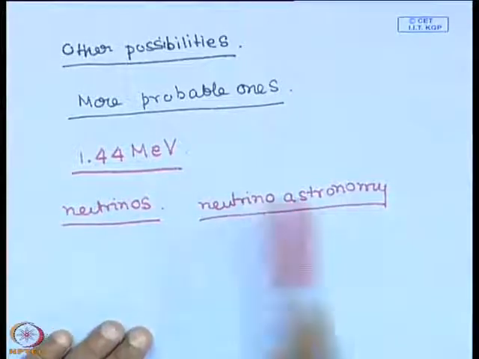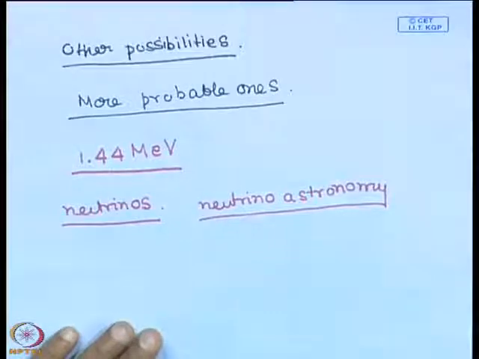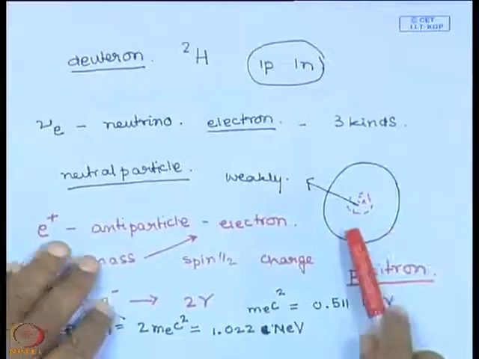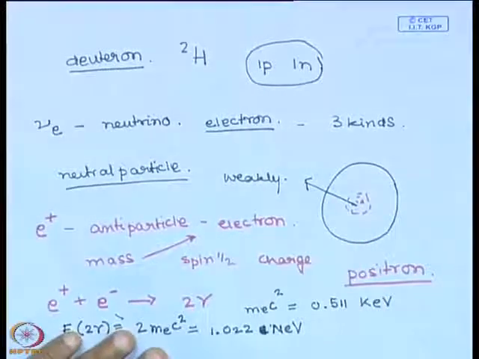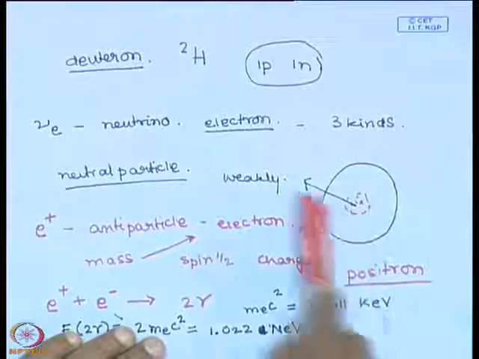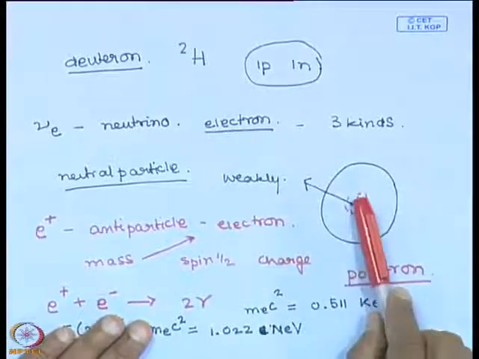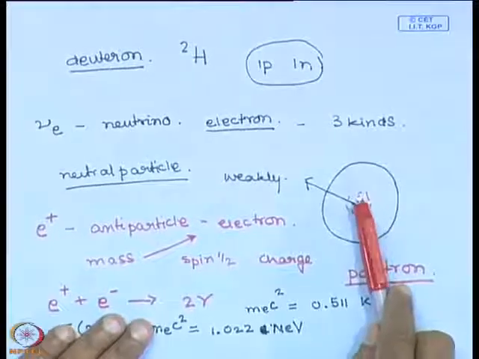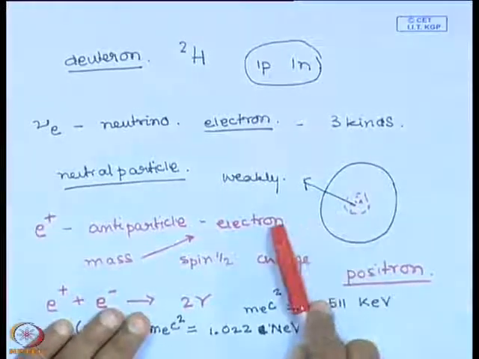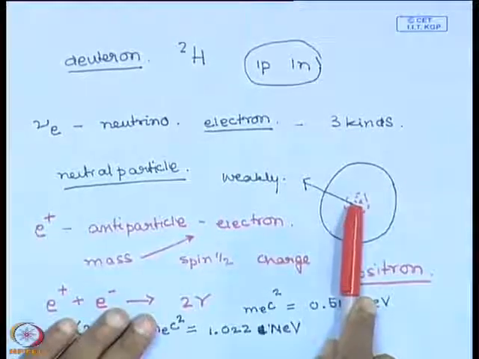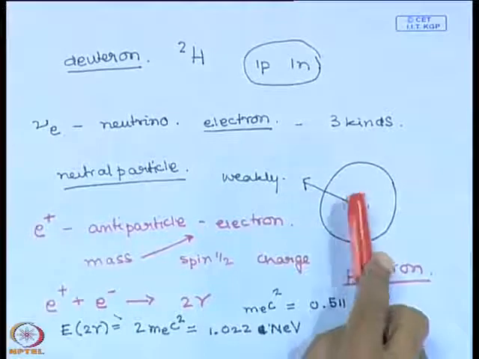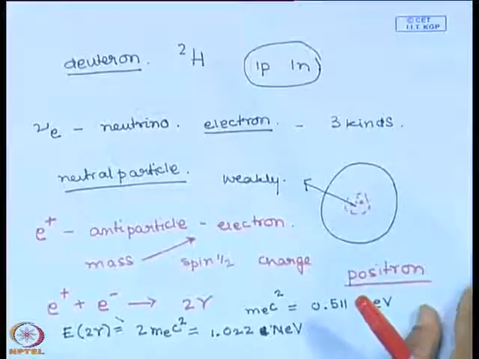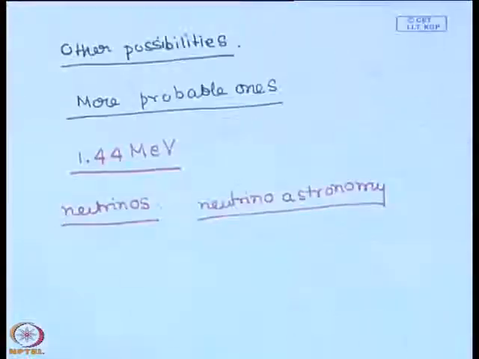So, neutrino astronomy allows you to directly probe the interior of the sun as it is now, right? The neutrinos are produced in the interior of the sun. The photons produced inside, we have seen, take around 20,000 years to come out, they diffuse out. But the neutrinos, they do not interact much, they are weakly interacting particles, so they come straight out. And neutrino astronomy lets you probe directly into the core of the sun, where these reactions are going on. Okay.